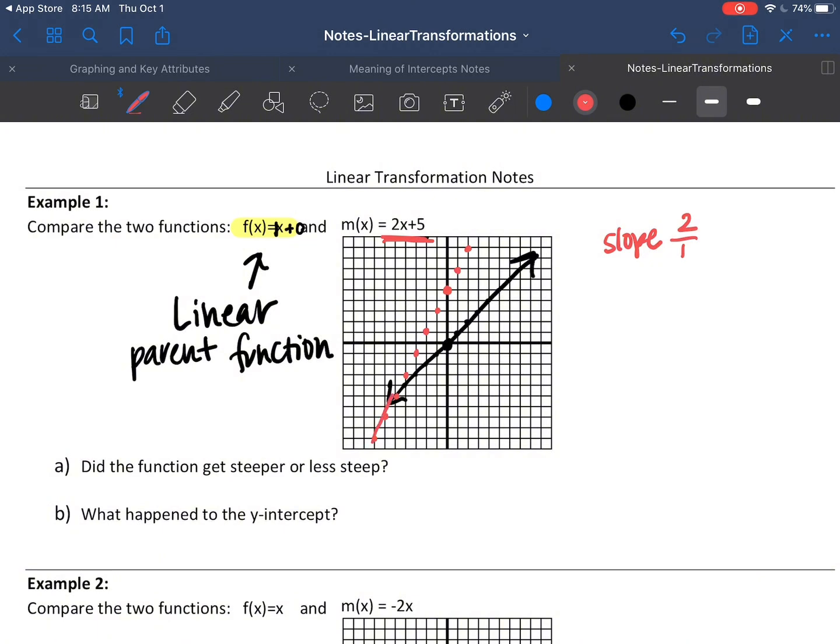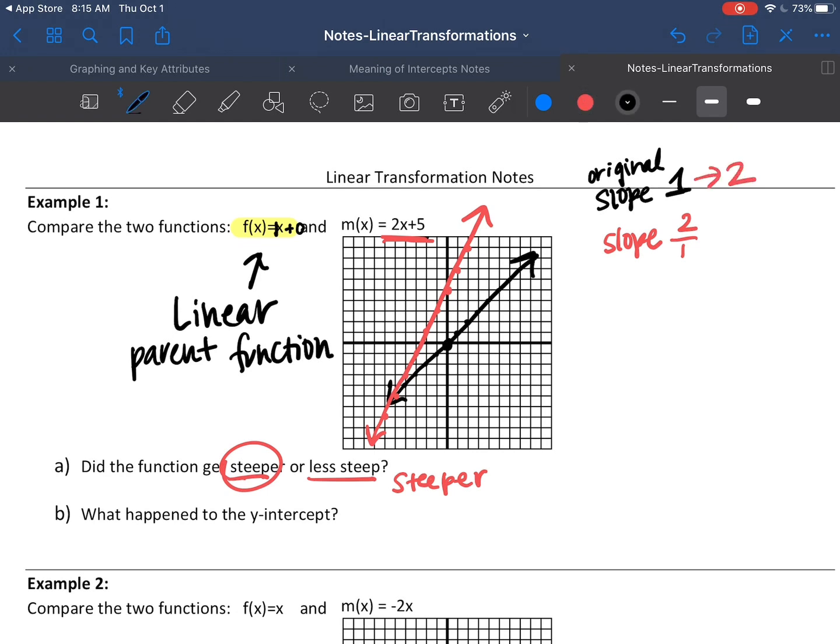Not only has m of x been shifted up, he's also steeper. To answer these questions, did the function get steeper or less steep? He is steeper. He's got a bigger slope value. The original slope of the parent function was 1, and then we switched it to a 2, making it steeper. Anytime you increase the slope greater than 1, it's going to be steeper.